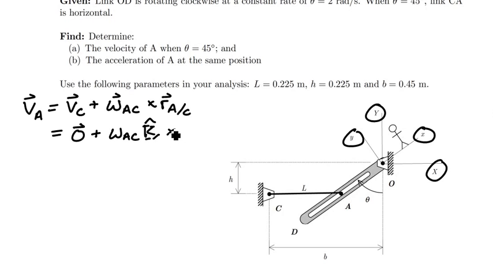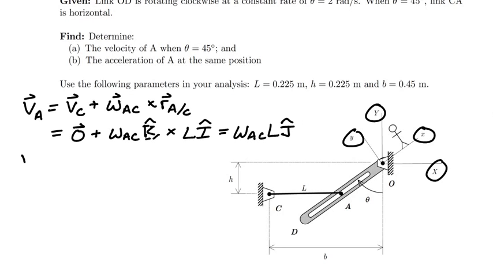And I'll cross that with r of A with respect to C, which in this case I know is a distance L in the capital I direction. If I expand that out, K cross I is capital J, and so we'll have that the velocity is equal to omega AC times L in the capital J direction.